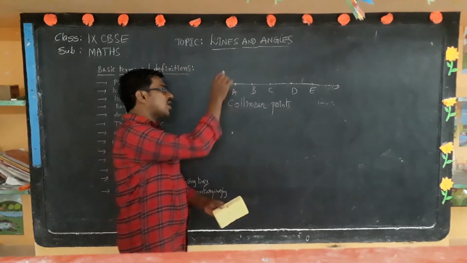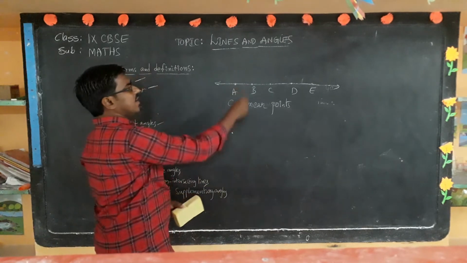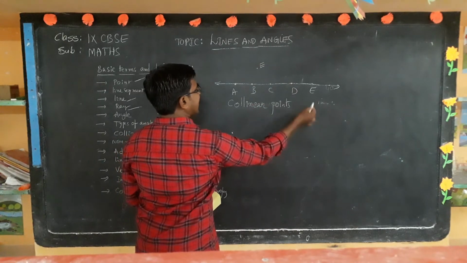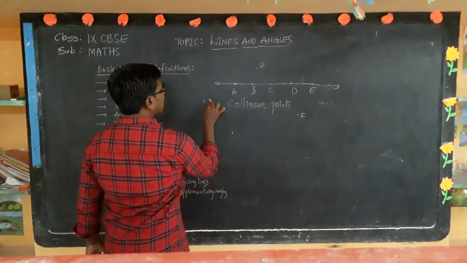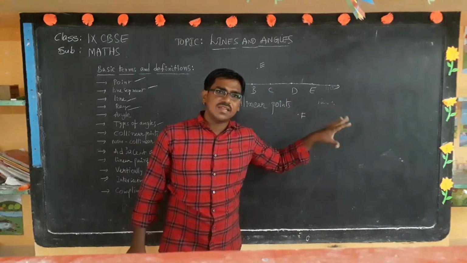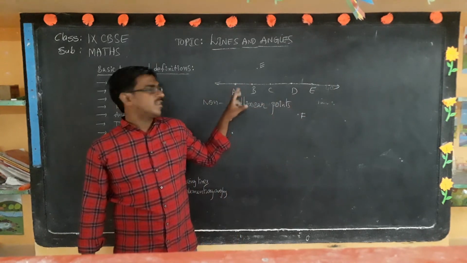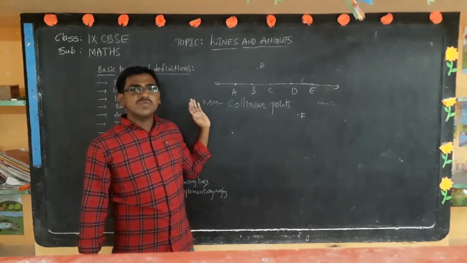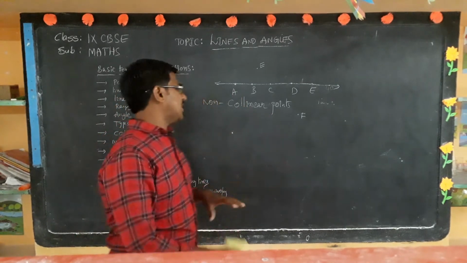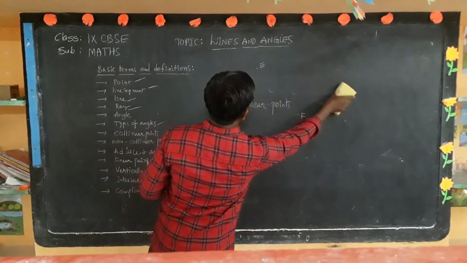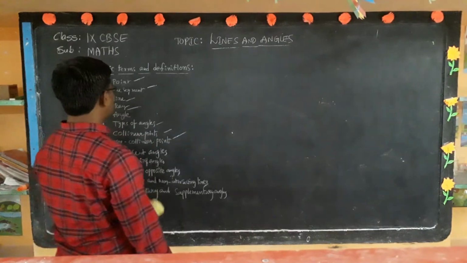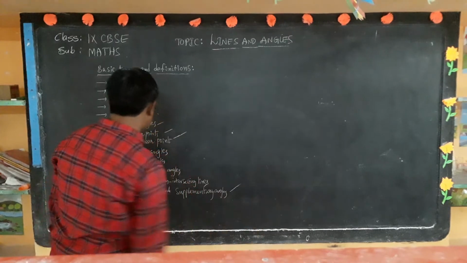The points which do not lie on the same line, lying at different places in the plane, like E, F, are called non-collinear points. Collinear means three or more points lying on the same line. The points which do not lie on the same line are called non-collinear points. So we completed collinear points, non-collinear points, and complementary and supplementary angles.